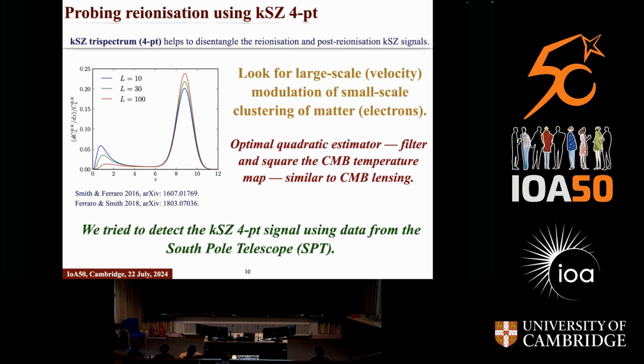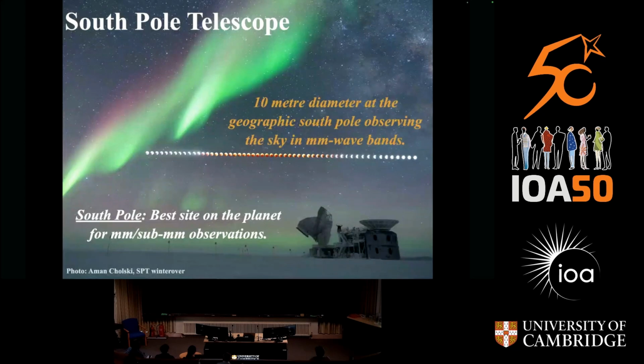So we have electrons sitting in different locations in the universe at the time of reionization. But then there is this bulk velocity flow, which is basically modulating all of this signal. So what we can do is build an optimal quadratic estimator, which is to simply take our CMB map, filter it for the characteristic scale, and then just square it. It's very similar to CMB lensing. And we tried this with the South Pole Telescope. So what is the South Pole Telescope?